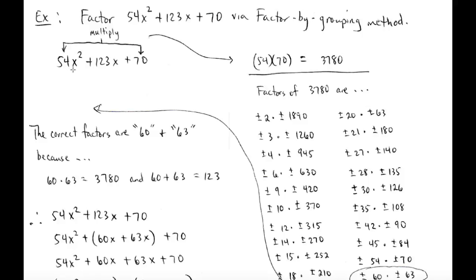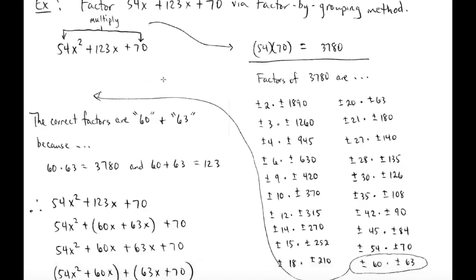And so you may like that, you may not. It just depends upon how fast you can think. All right, so for this example here, we multiply the first and last coefficients, and we see we get 3,780, and then we find out all the factors of 3,780. So I have them listed here, and we see that the ones that work will be 60 and 63, because 60 plus 63 is 123, but 60 times 63 will be the 3,780.